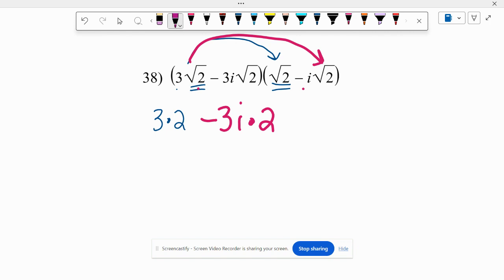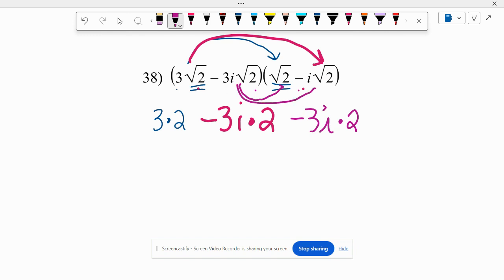Who said no? If someone's not okay with that, say it. Okay. Next. Negative 3i times the square root of 2 times the square root of 2. So this negative 3i and the square root of 2 times the square root of 2 is just 2. Why? Well, because the square root of 2 times the square root of 2 is the square root of 4, but the square root of 4 is 2. That's why that works.